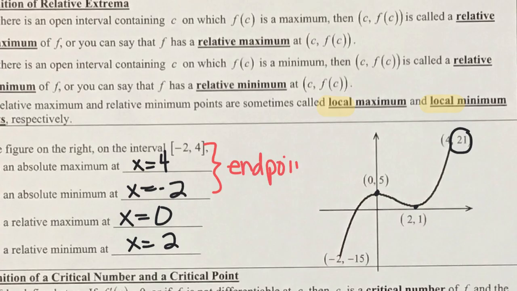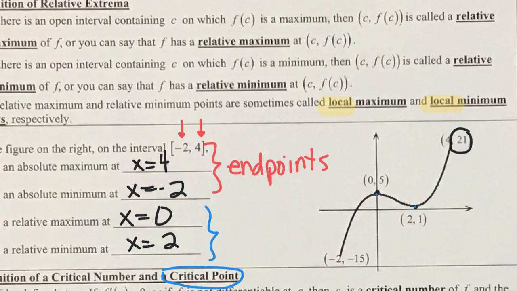These are your endpoints, right? Now, +4 is the right side of our domain, that's our maximum domain. And -2 is the left side of the domain. So +4 and -2 represent your endpoints. If those are endpoints, then what are your 0 and your 2 representing? Well, they're called critical points. But looking at the graph, what do you notice about their slopes?